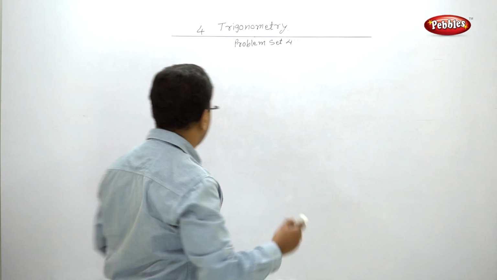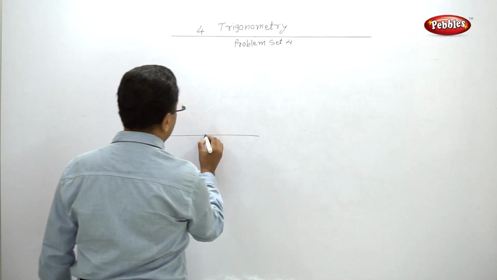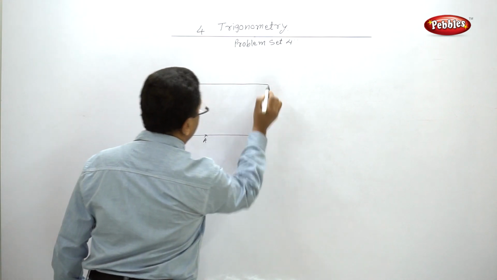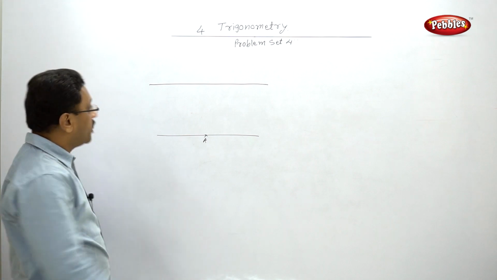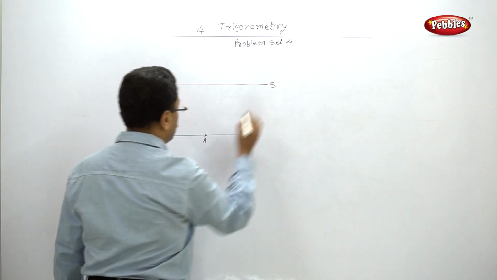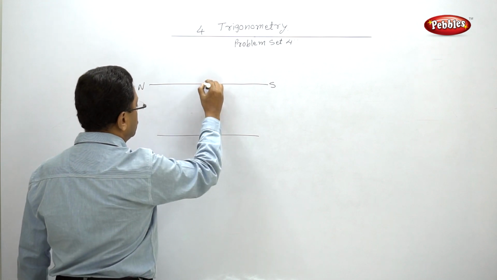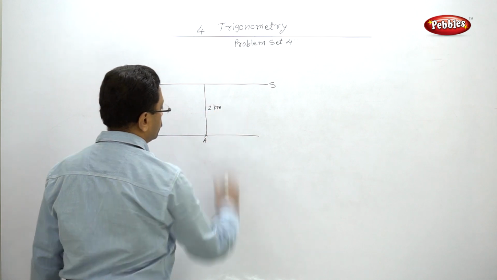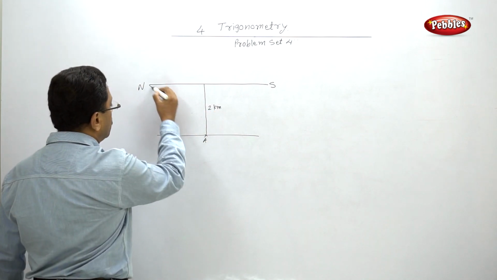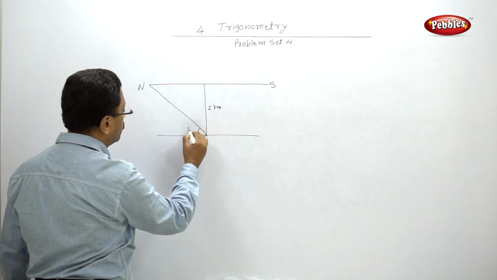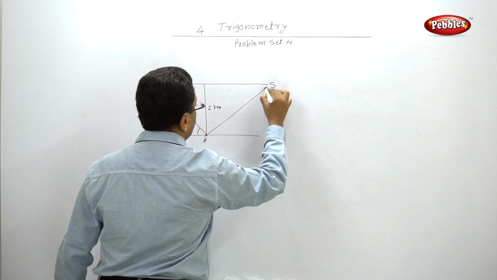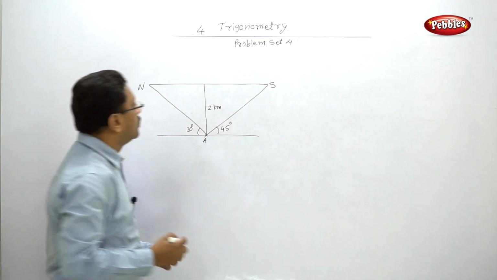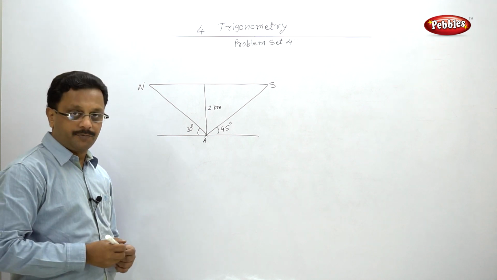So let us first draw the figure. This is my ground level. I am standing here at A. This is the line of the bird flying. This is north, this is south. This distance is 2000 meters, that is 2 kilometers. First I watched the bird to the north and the angle of elevation was 30 degrees. Now on the south, when I watched it, the angle of elevation was 45 degrees. So this is the simple figure.